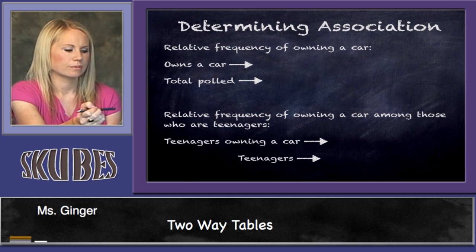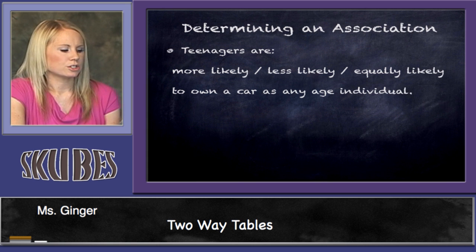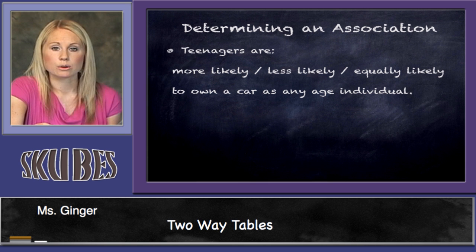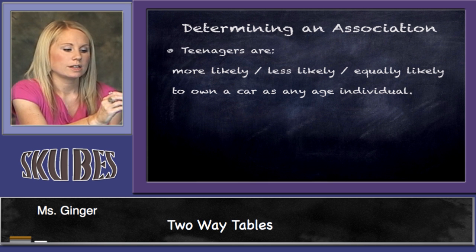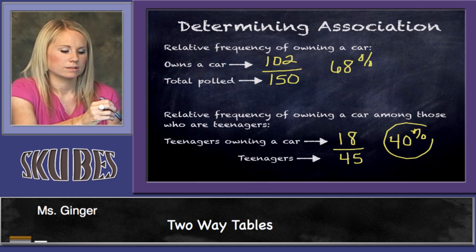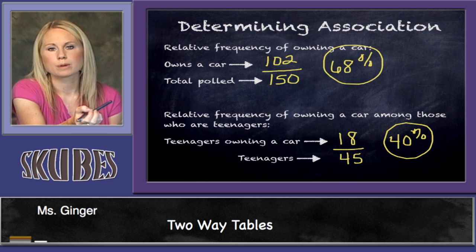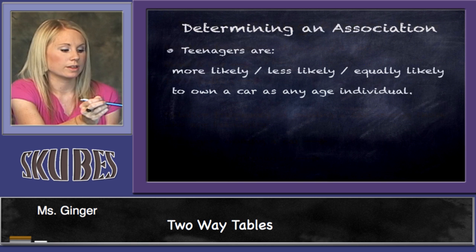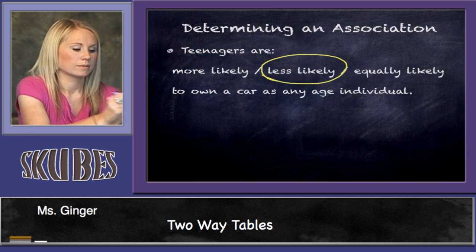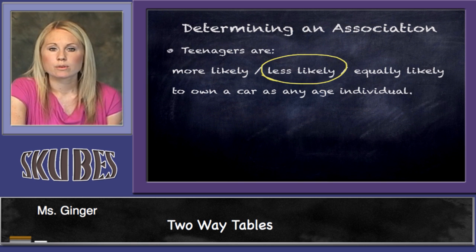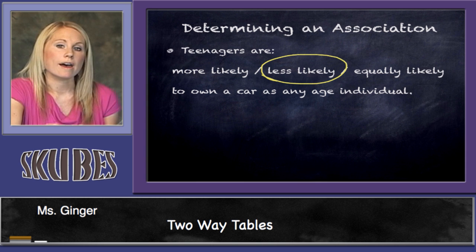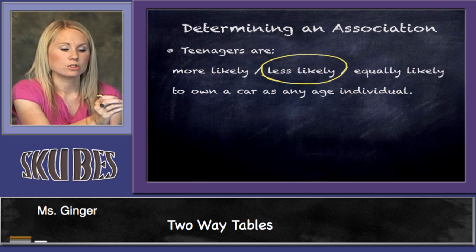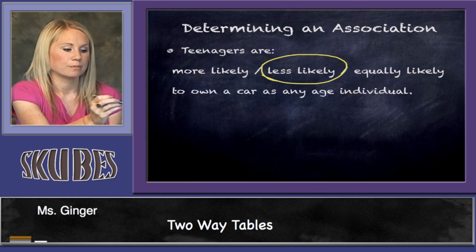So we can determine a relationship. Were the teenagers more likely or less likely or about equally likely to own a car as anyone else? Well, our teenage percentage was a little bit less than the total of the whole population surveyed. So according to our two-way table, they were less likely. But again, that was just a sample. The more people that you have in your population being surveyed, probably the more accurate the results will be. That was just our association for our example.